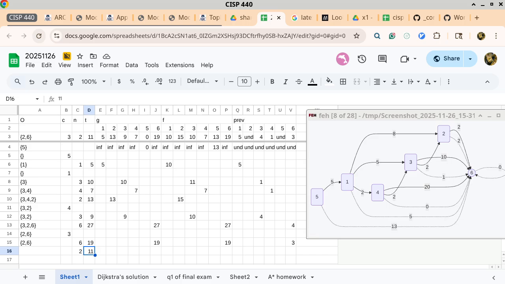G of 2 is 13 at this point. Now we have 11. Yep, we just found a shorter path from the start vertex through vertex 3 to vertex 2. The answer is yes, there is a shorter path. This is the length of the shorter path. And then we also have to update the f value of vertex 2, and we have to add 2 to the g value. So this would be 13 now.